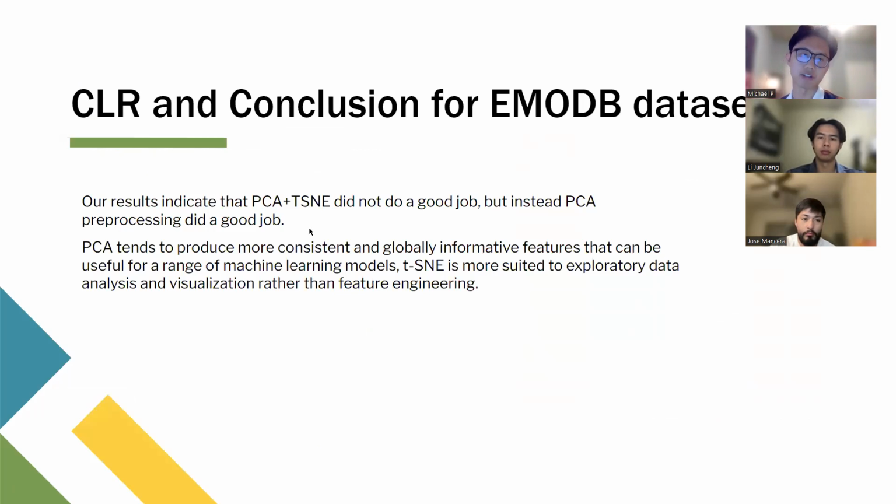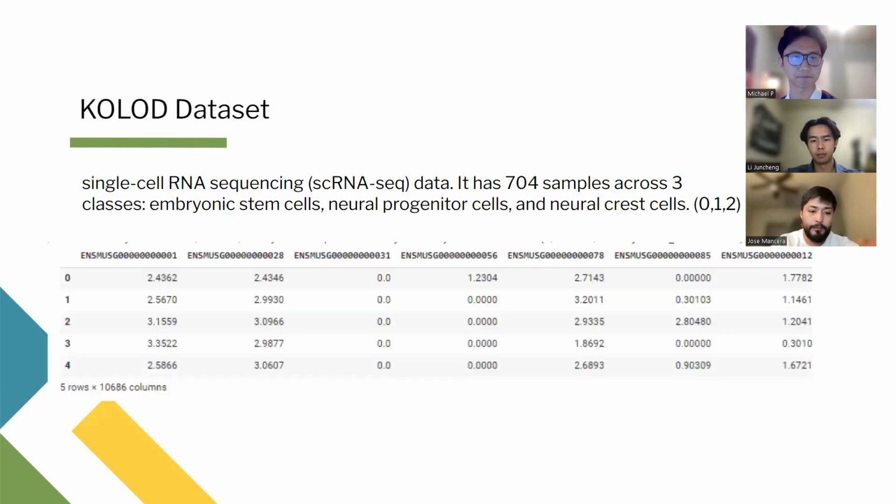And then some of the conclusion: the reason why PCA produces more consistent and global information, but whenever you use TSNE, it didn't do a very good job, is because TSNE is suited to looking at the whole picture of the data set. It's used for visualization rather than the feature engineering that we are doing here, where we are trying to predict the label from 0 to 6 here.